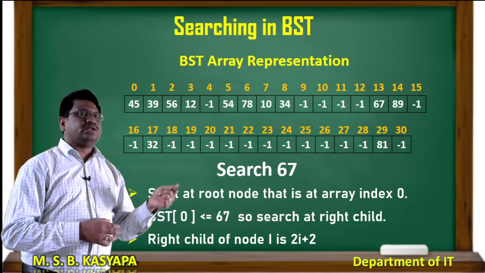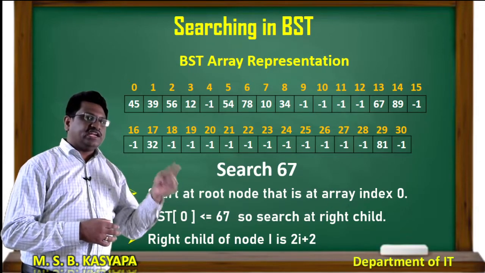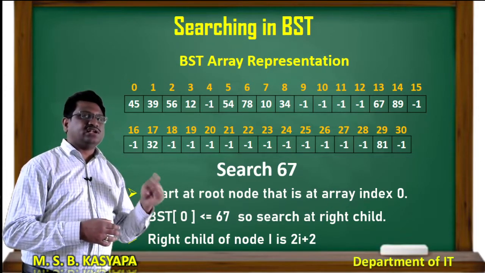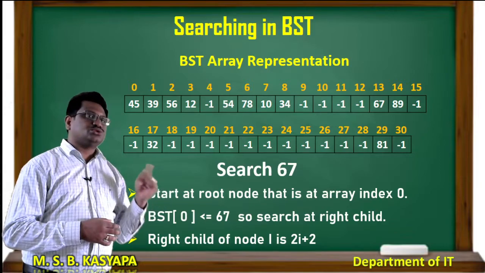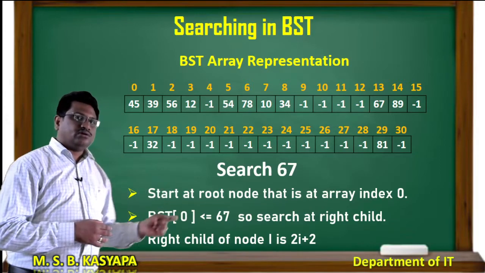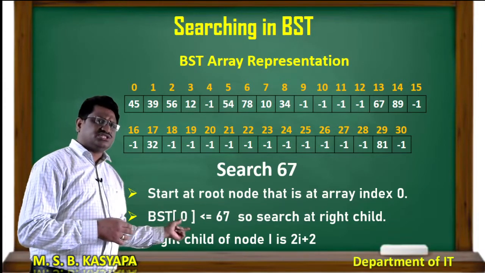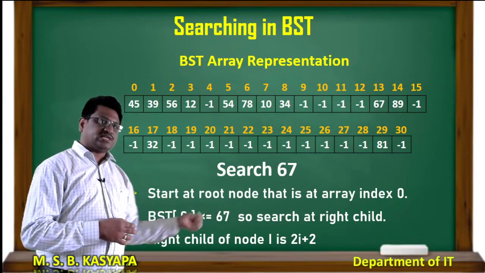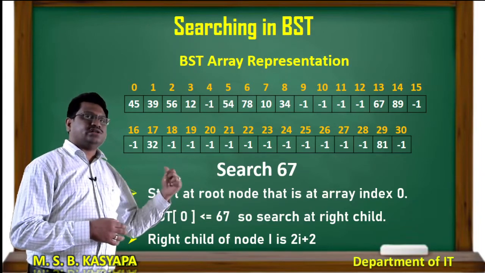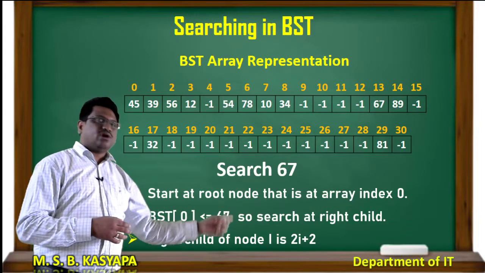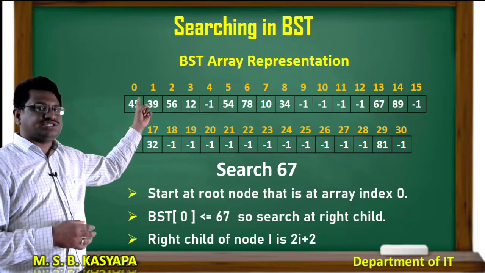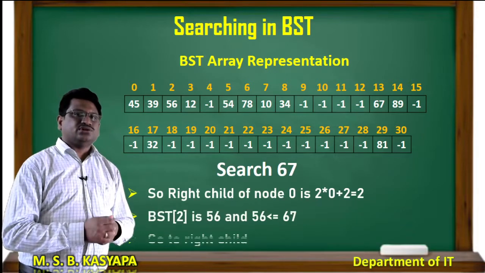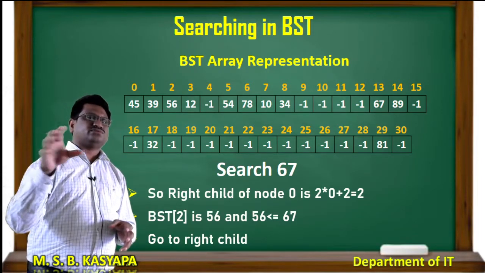For a particular node, if the index is i, the left child is 2i plus 1 and the right child is 2i plus 2. Okay. Now, BST 0 is not equal to 67, but it is greater. So that means I have to search the right child. How do we find the right child? 2 of i plus 2, here the i value is 0. So 2 of 0 plus 2 means 2.